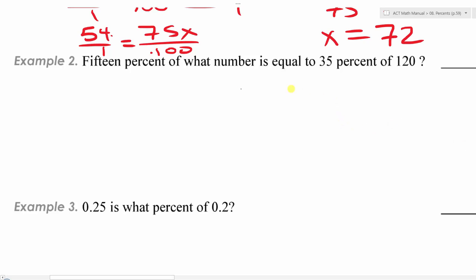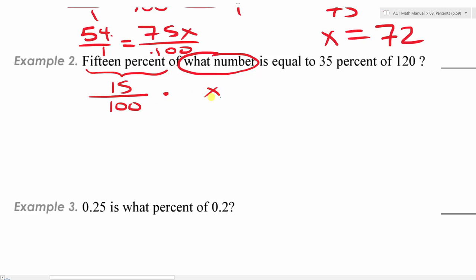I'm going to go ahead and work through them right now. So example 2, 15% of what number, that's what we're looking for. 15% of what number is equal to 35% of 120. So again, here comes the translation. So we have 15% of what number is equal to 35% of 120. There's our equation.